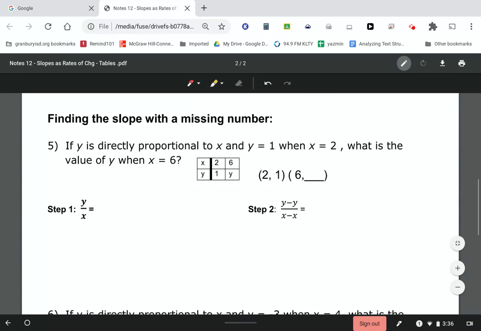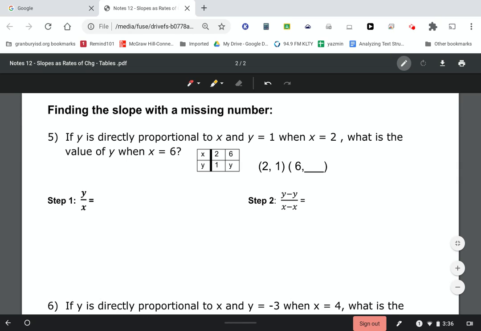All right, let's go over on the back side. Here we're going to find the slope with a missing number. So when we do that, we can set up a proportion. Step 1, we have y over x. We don't know what this term is here. If y is directly proportional to x and y is 1 when x is 2, so here's an ordered pair of 2, 1. What is the value of y when x is 6?